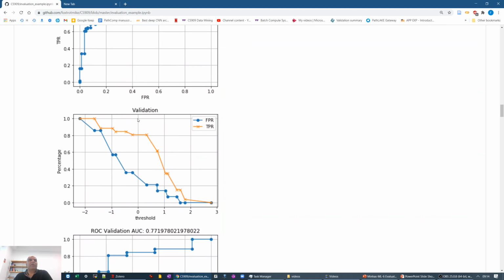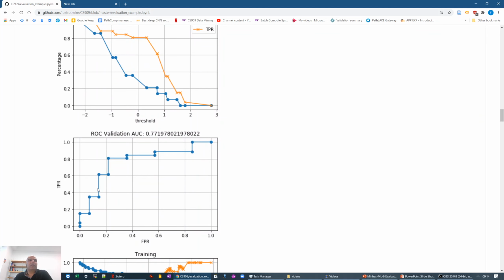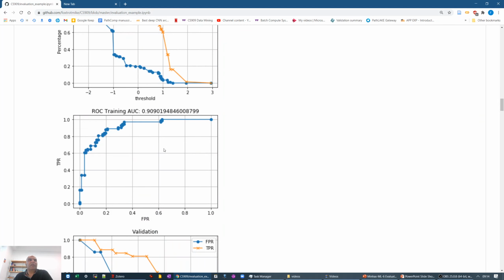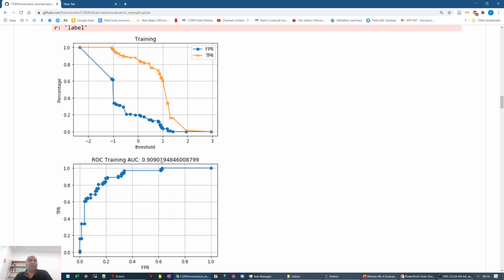And we can do the same thing for validation examples. So this is the set of validation examples. We first plot the true positive rate and false positive rate against the threshold, and then we can plot the ROC curve. And we can calculate the area under these curves, which is written over here in the title.